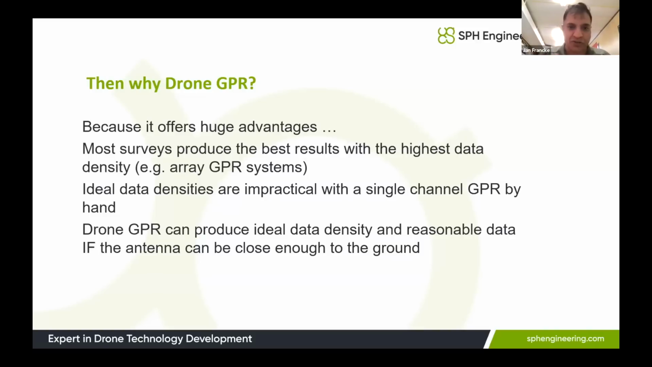A child could interpret it. It doesn't take any expertise there, right? We want to get to that level. Well, we can do that with a single channel system, except I need to walk back and forth every 25 centimeters, right? Wow, that takes a really long time. And nobody wants to expose people to traffic and all sorts of other things, and it's expensive.